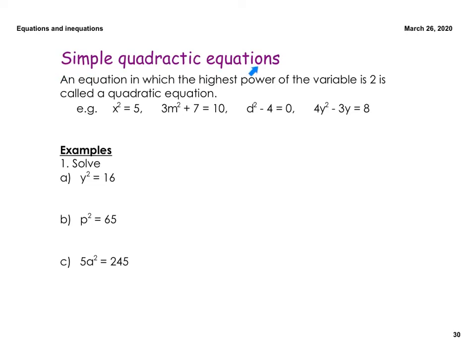Alright, simple quadratic equations. An equation in which the highest power is 2 is called a quadratic equation. So like x squared equals 5, 3m squared plus 7 equals 10. These ones as well, you can see they all have a highest power of 2 in the letter. Now you might be thinking, why is quadratic a power of 2?